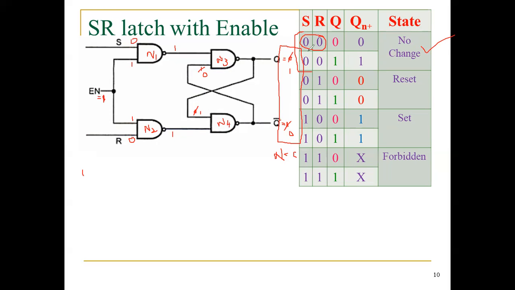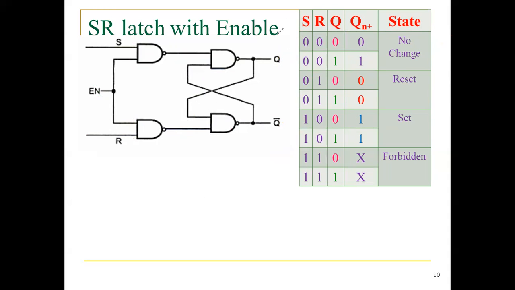The first operation is over. So initially S equal to 0, R equal to 0, then first condition my Q equal to 0, hence Q bar equal to 1, and my Q equal to 1, hence Q bar equal to 0. Therefore there are no changes.